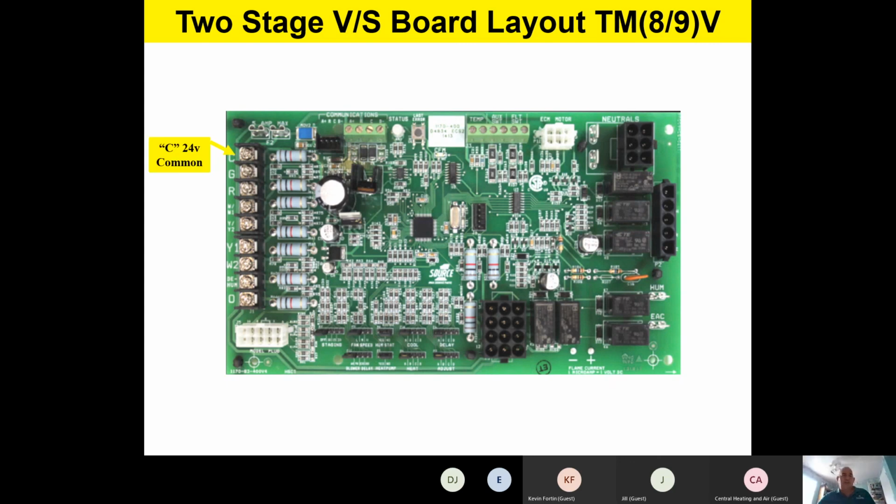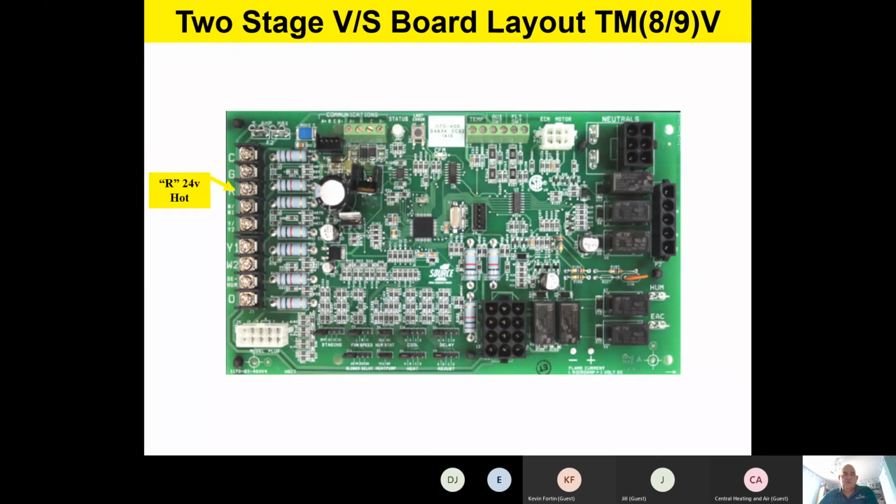So on the left-hand side, if you're hooking it up conventional 24-volt, C is our 24-volt common. And again, no pun intended, but that's very common in the industry. So 24-volt, C is 24-volt common. G is going to be your fan call from the thermostat.